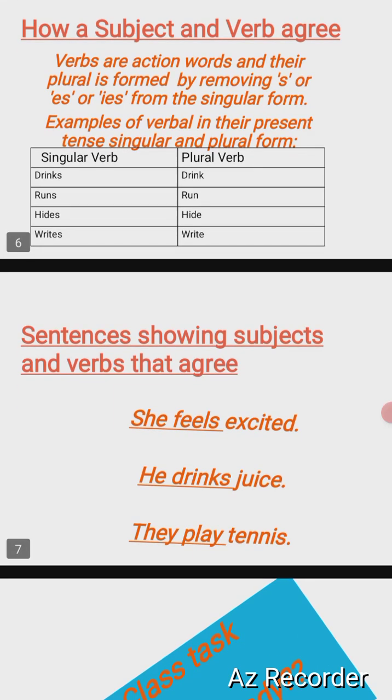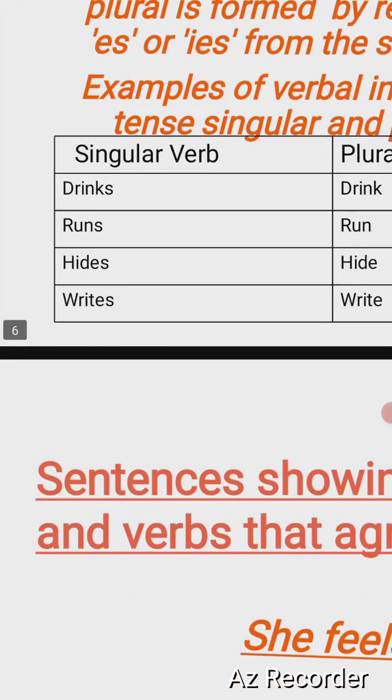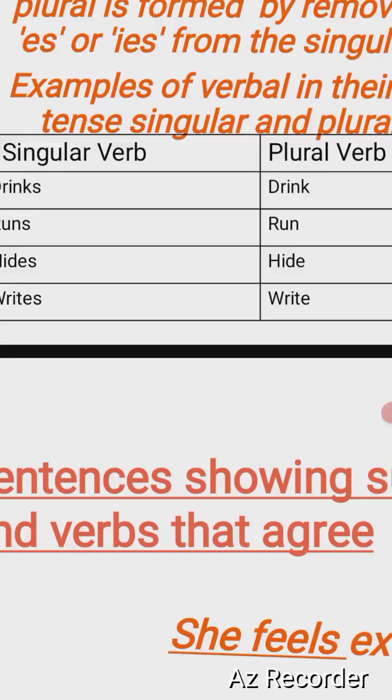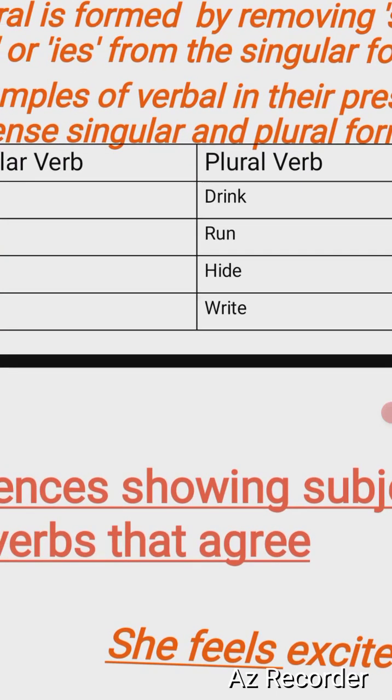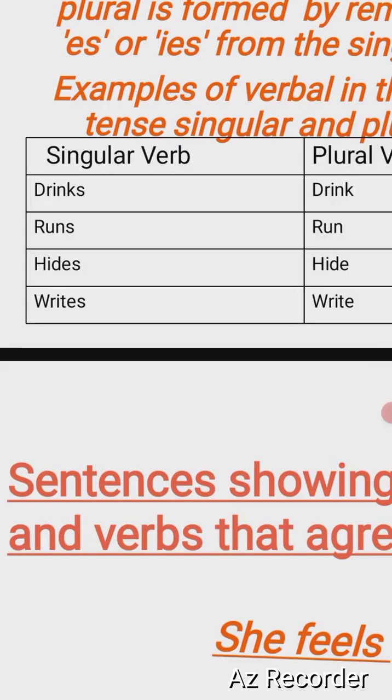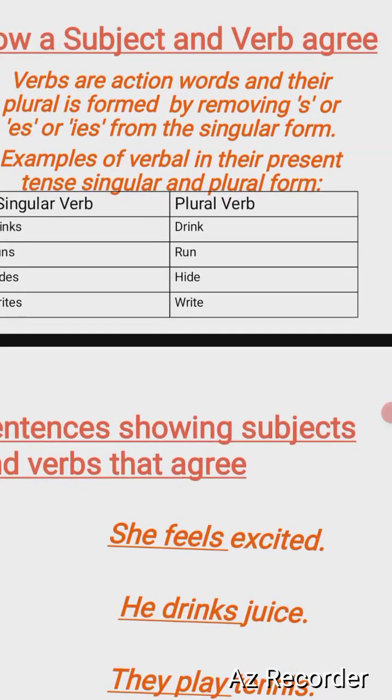Now, for singular verbs, I hope you can see my screen. For singular verbs, we have drinks. Singular is drinks. Then plural is what? Drink. The S will be removed to form the plural verb. Runs, run. Hides, hide. Writes, write. We have lots of examples.